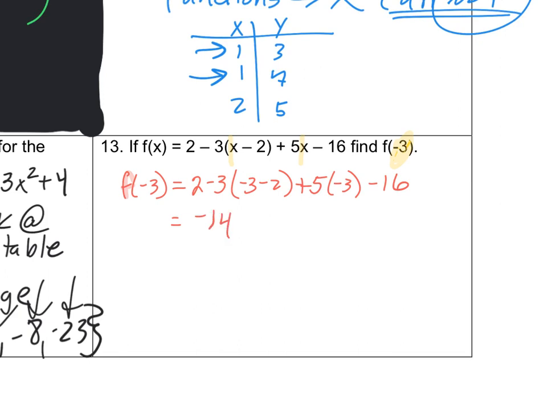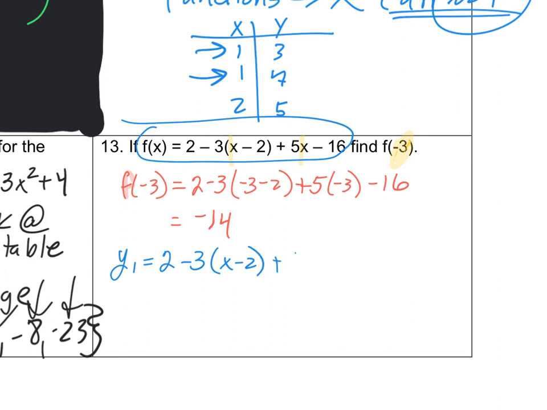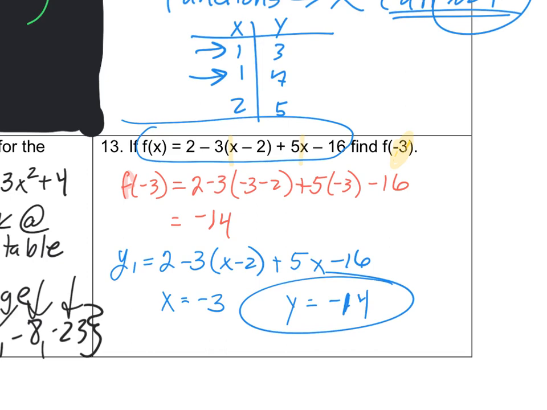Now, that seems like a lot of work to me. Instead, I could say y1 equals 2 minus 3 parentheses x minus 2 plus 5x minus 16. Now, I know you're not used to putting something that complicated into y1, but you can. Then you're going to go look at the table and scroll up and down, and you'll scroll where x equals negative 3. And when you look on that table in the second column, it'll say y equals negative 14. So we know our answer is negative 14.